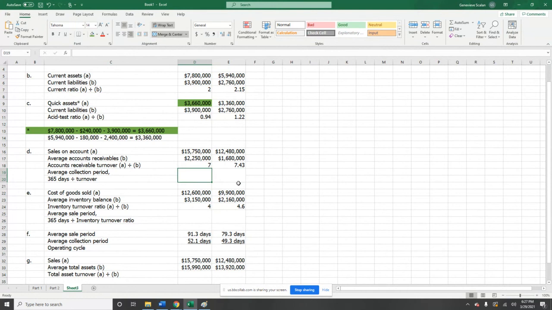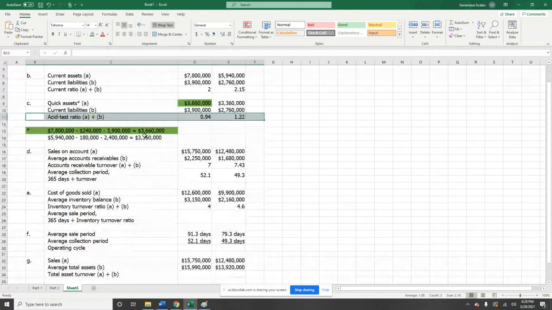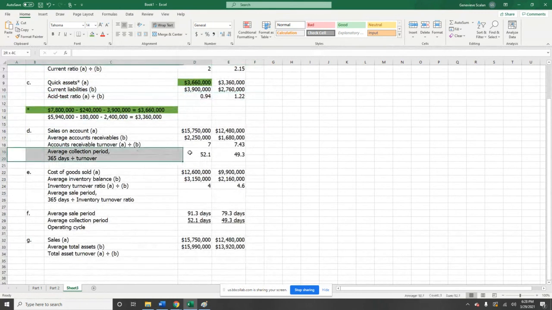Let's see how many days that turns out to be, right? So if this is how many times you do it in a year, you just take 365 divided by 7, and that tells you how many days. And so that has to be 52.1 and 49.3. So that is kind of a long time for receivables. And that is where this liquidity problem is coming up right here. So that is telling us a lot more.